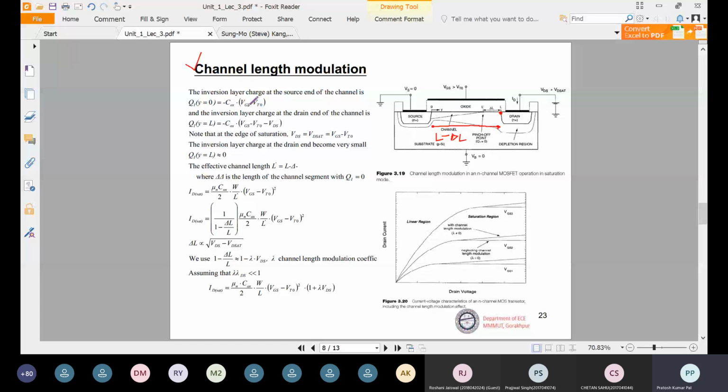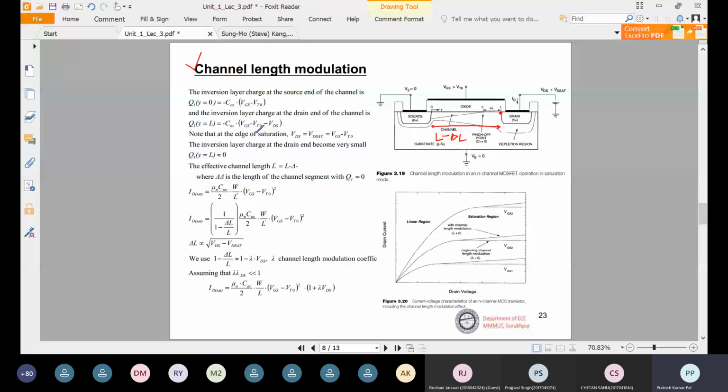Similarly, the inversion layer charge at the drain end of the channel, at y equals L instead of y equals 0, will be equal to minus COX (VGS minus VT0 minus VDS), since at the drain side the voltage applied is VDS, and the source voltage is 0.